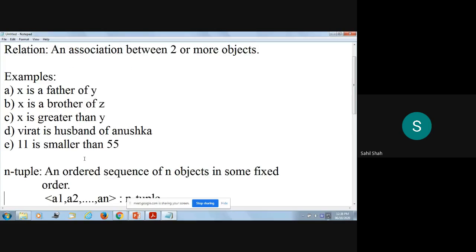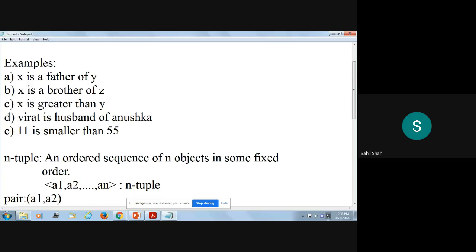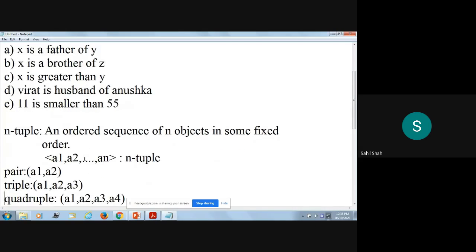Moving further, what do you mean by n tuple? Before we start with the theory of relations, we must be aware of what do you mean by n tuple. So what is a tuple? Tuple is an ordered sequence of various objects taken in some fixed order. So if I am taking n different objects together in some order, that sequence will be known as n tuple. You are observing what an n tuple is. We are taking a1, a2 up to an. This will be known as n tuple.